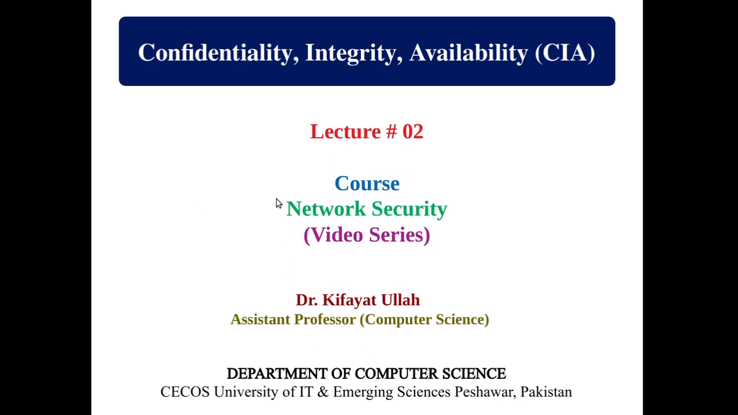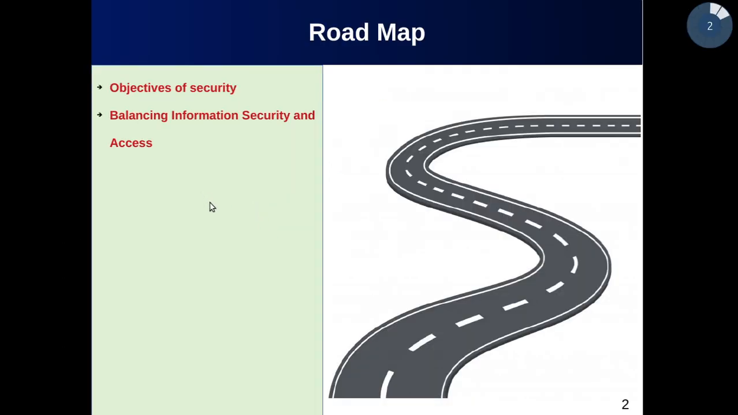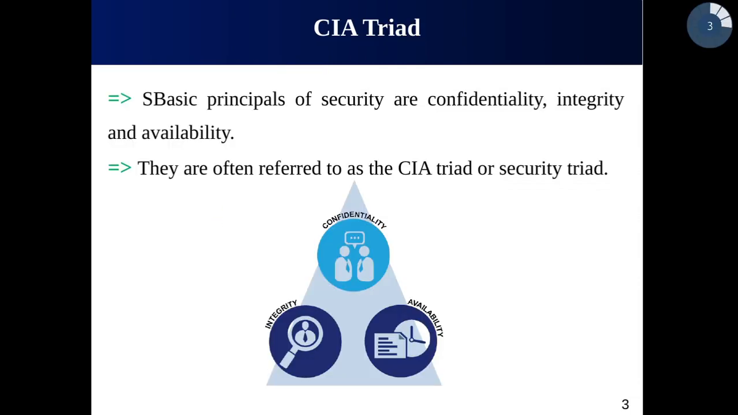So let us start. At the start of this lecture, we will see what the objectives of a secure system are. It could be information security, data security, cloud security, transmission security, network security, and so on. So what are the objectives of a secure system? And also there is a need to keep a balance between information security and information access. These two are the topics for this video. Let us start with the objectives of security.